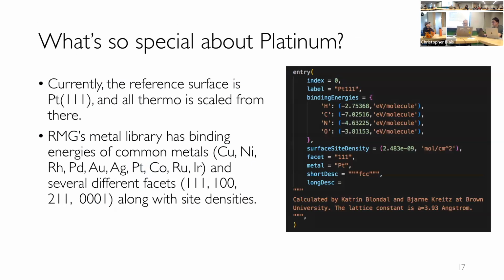Just because I've been saying platinum a lot, what is special about platinum is that it's not exactly special, it's just kind of convenient. We've done a lot of calculations for platinum. So most of the information in the RMG database is for the platinum surface. This is changing. We're doing more thermochemistry calculations for other surfaces and also for other metal facets.